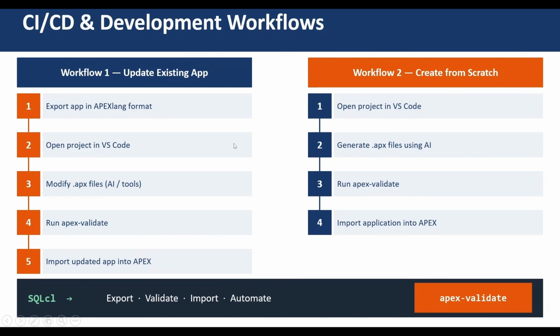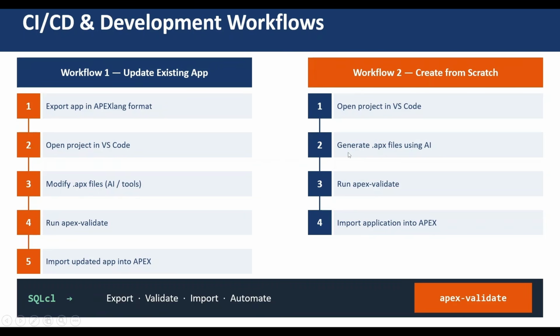Now, these are the workflows that we can think of. If there is an already existing application, we can export it as APEXLang, open that in VS Code as I have shown, and then modify the relevant APX files using AI or other tools, and then we can validate it and directly import it either through VS Code or through the application UI. And for the other workflow, if we are creating from scratch, there are two pathways. One is this, where we can create a fresh project with VS Code, and with the APEXLang skills, we'll be able to generate the APX files using an AI model, and then we can validate it and directly import it.